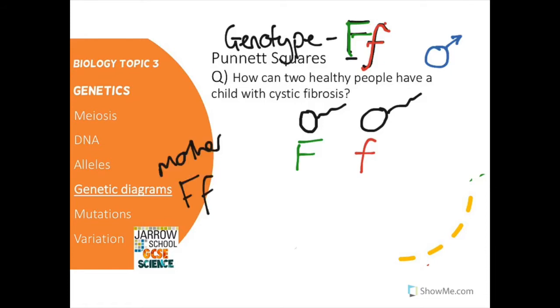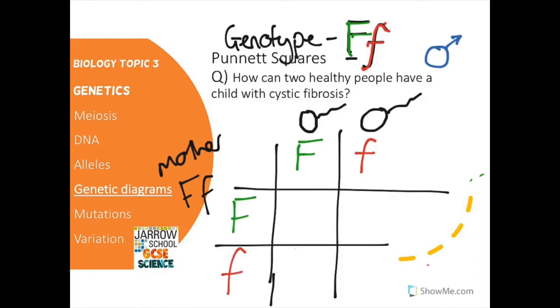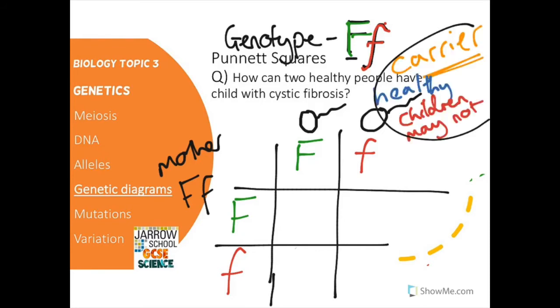And now if we look at the mother, the mother again would have a 50% chance of her eggs having the healthy allele and a 50% chance of her eggs having the unhealthy allele. If we then put them in a grid, we have the 4 different combinations of alleles that these two parents could make.